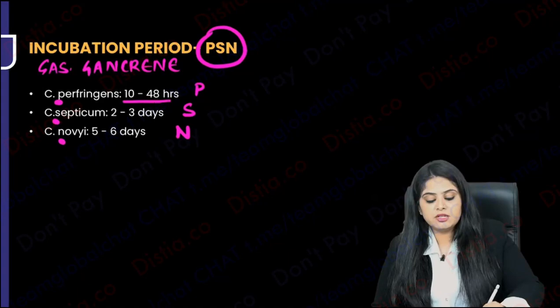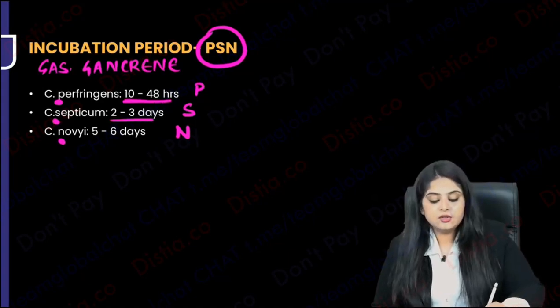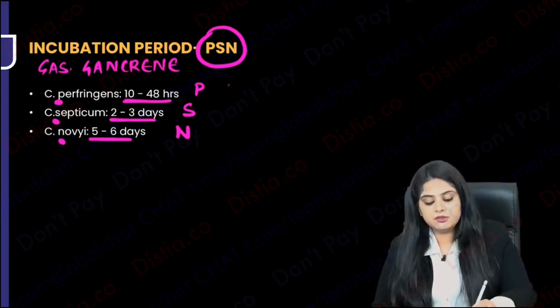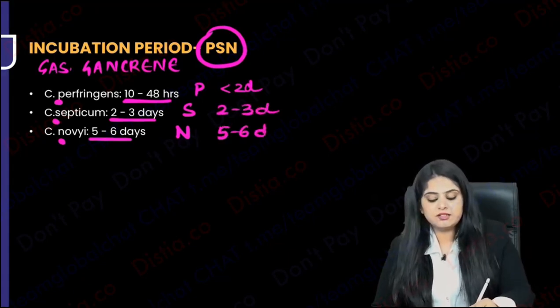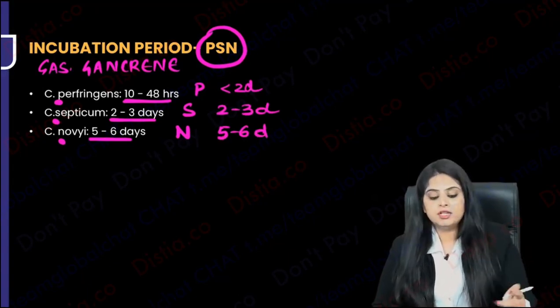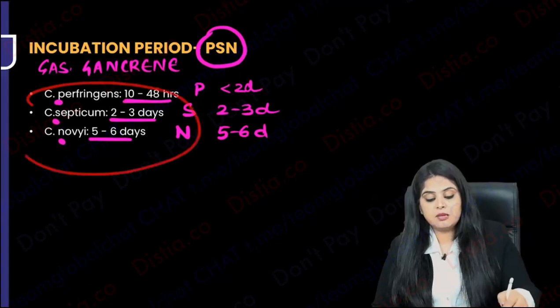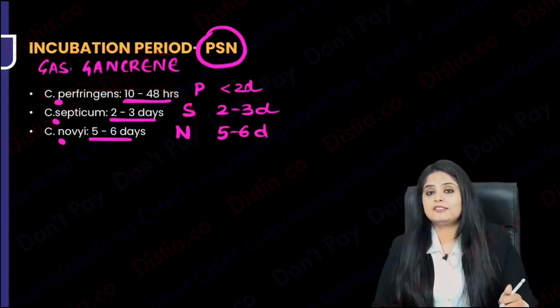Perfringens's incubation period is less than 2 days. Then it is going to be 2 to 3 days, and 3 doubled, the next one is going to be 6 days. Simple. So less than 2 days, then 2 to 3 days, and then roughly 5 to 6 days, that is perfringens, septicum and novyi. All of these three are capable of causing gas gangrene.